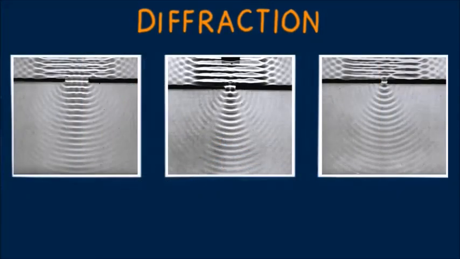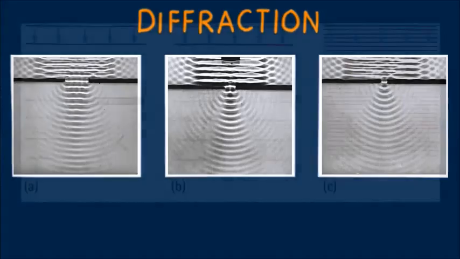Here are top view photos of water diffracting through openings of various sizes. What do these three photos show? They show that the smaller the opening relative to the wavelength, the greater the bending of waves at the edges of the opening. In other words, the smaller the opening, the greater the diffraction.